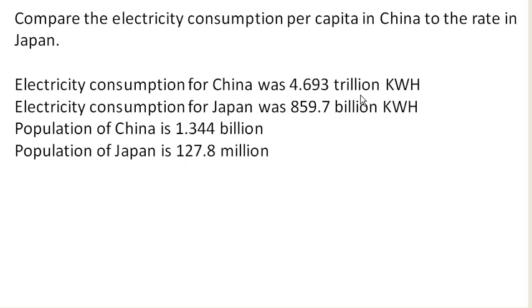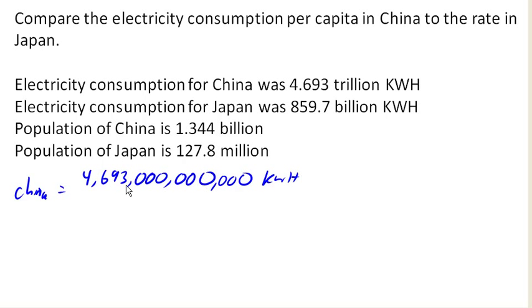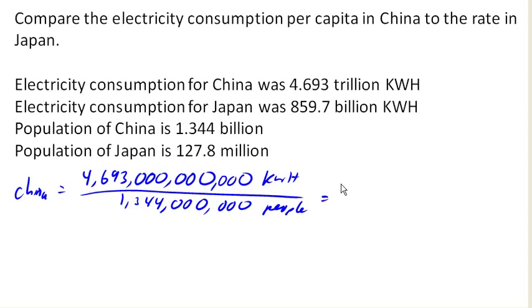So for example, for China, we could say that the electricity consumption was 4.693 trillion. Let's see here. That's a million, that's a billion. Ooh, we need three more. Trillion kilowatt hours. And divide that by their population, which was 1.344 billion people. And if we did that and typed all that in, we'd end up with 3,491.5 kilowatt hours per person. And that would be one option.